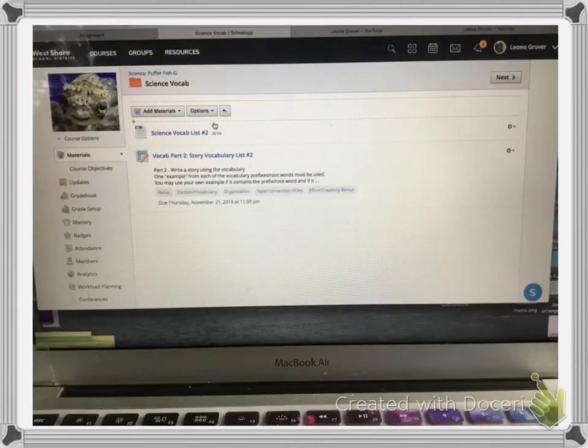When you click on the science vocab folder, you're going to come to this page in the materials, and it says science vocab list number 2. And that's what we're going to focus on first, because part 2, even though it's listed there, you can't complete until you do part 1. So let's find out what part 1 is.